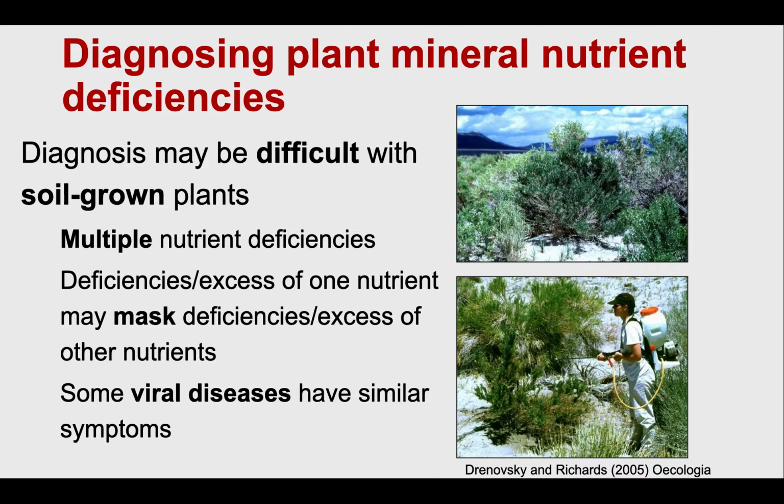There might be deficiencies of one nutrient, or even an excess of one nutrient, that's going to mask the effects of the nutrient that's missing. So that can sometimes be hard to distinguish apart. And a lot of plant diseases will show similar effects as a nutrient deficiency, so trying to figure out deficiencies can be a very complex thing to do. Even when I'm looking at my own plants that I grow on my balcony, I have a hard time trying to determine what they are deficient in. Why are they turning yellow?